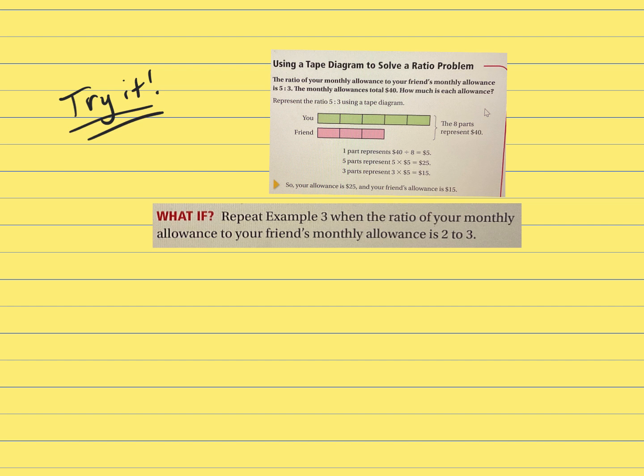If you could use a tape diagram from the example 3 that we just did, and now try and do the what if, okay? Repeat the example 3 when the ratio of your monthly allowance to your friend's monthly allowance is 2 to 1 instead of 5 to 3, okay? I'll have the answer for you after you pause it.